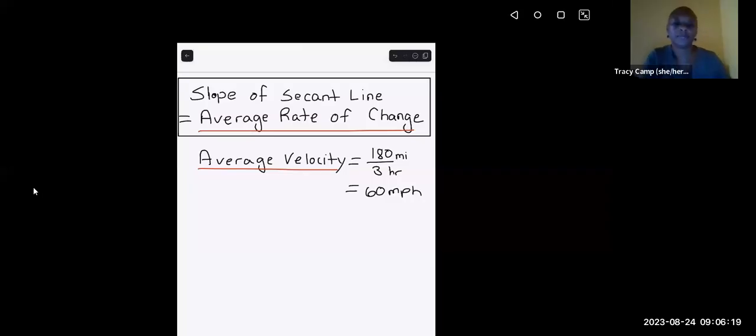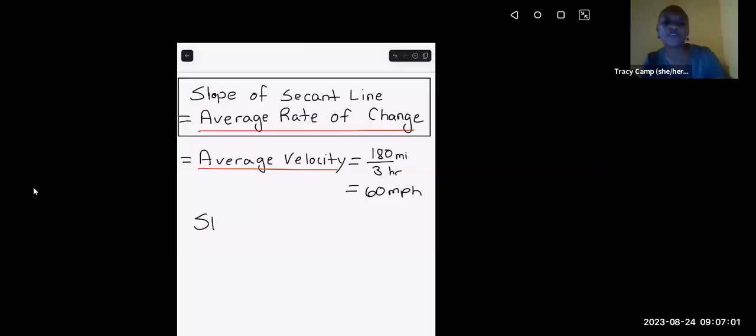We're saying that when I say I drove 180 miles in 3 hours, my average rate of change of miles per hour is 60. Like every hour I'm driving an average of 60 miles. That's what that's saying. So I'm just gonna put another little equal sign here. Slope of the secant line is average rate of change. And with this little example that I gave, it's the same thing as average velocity.